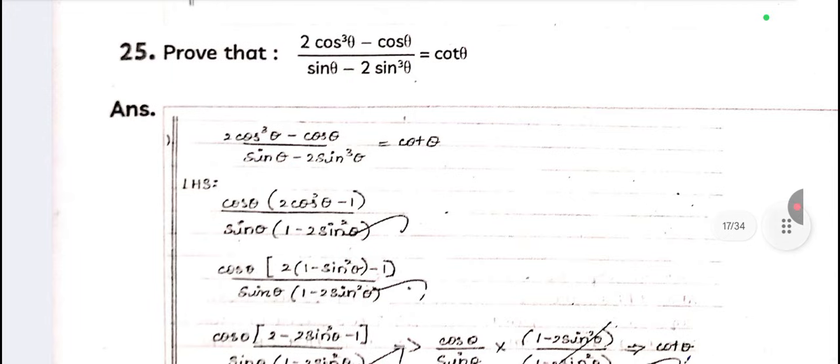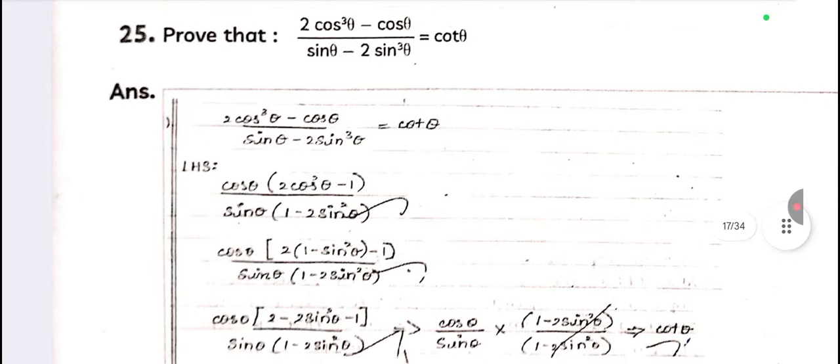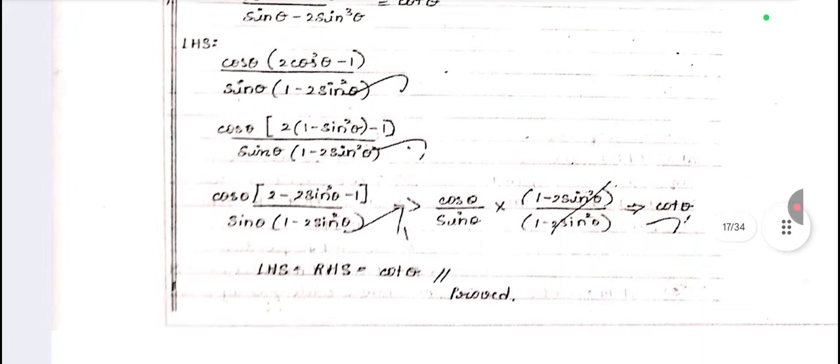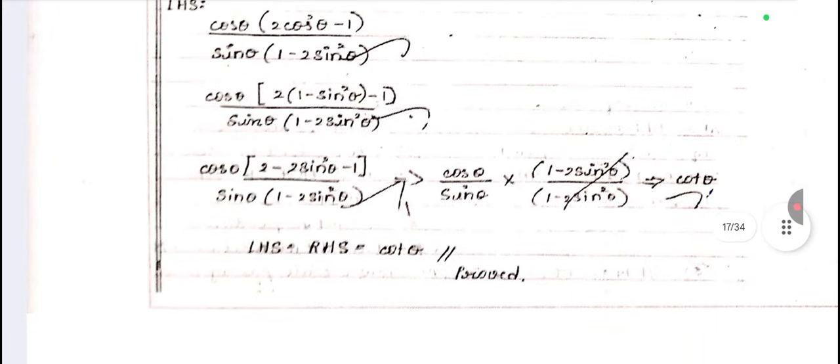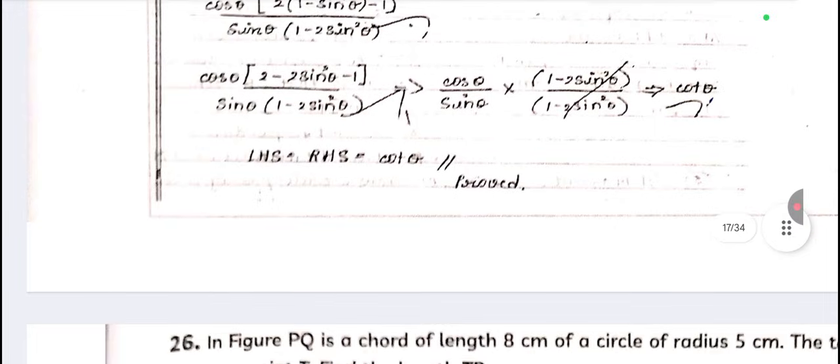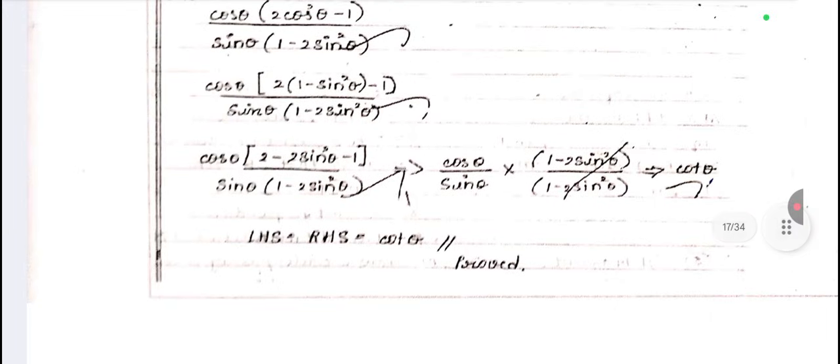We know very well cos theta. You just check the last exercise. Like, if my memory is correct, in the 7th subdivision, check (2 cos cube theta minus cos theta) by (sin theta minus 2 sin cube theta). So very simple, cos taken as numerator and sin. Yeah, the child has written it, they taken 2 common and simplified.